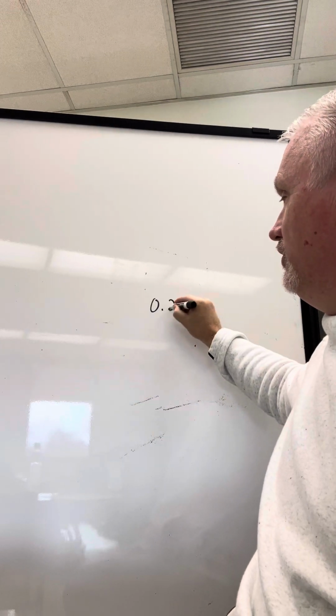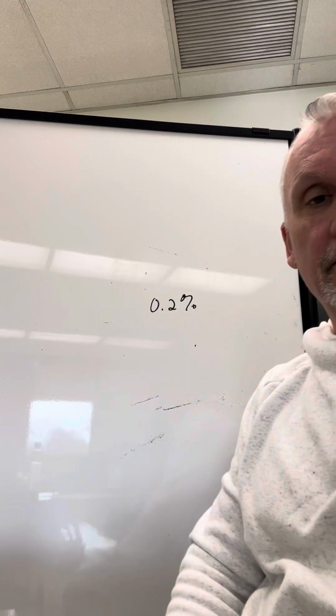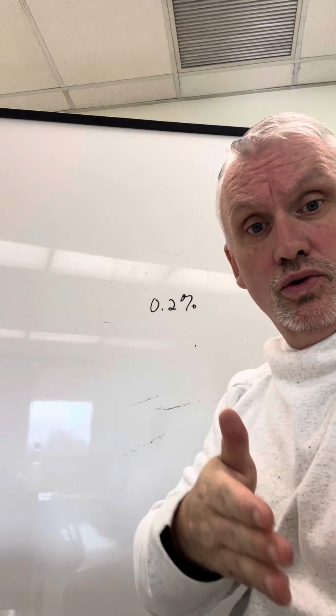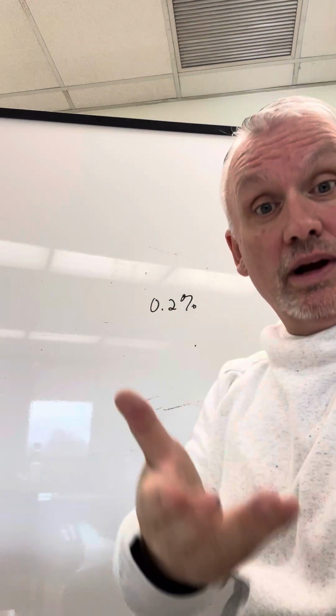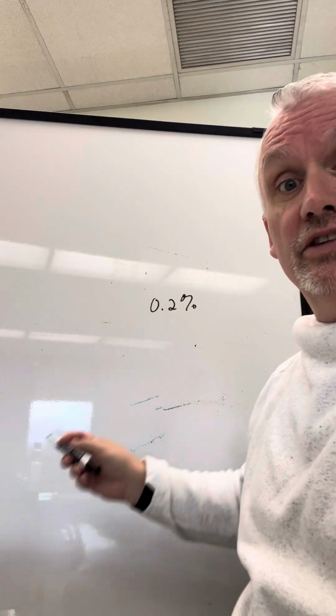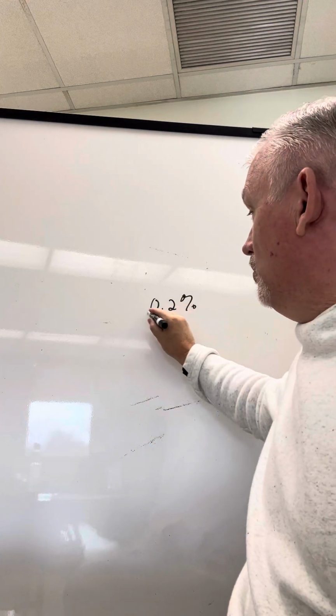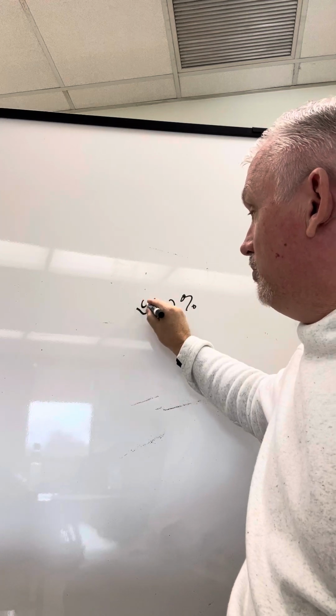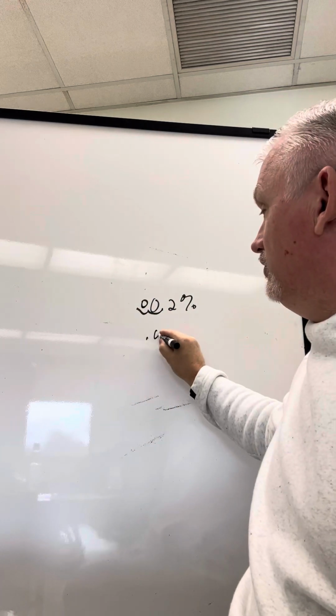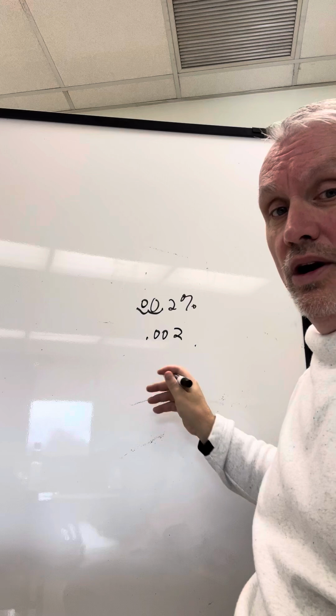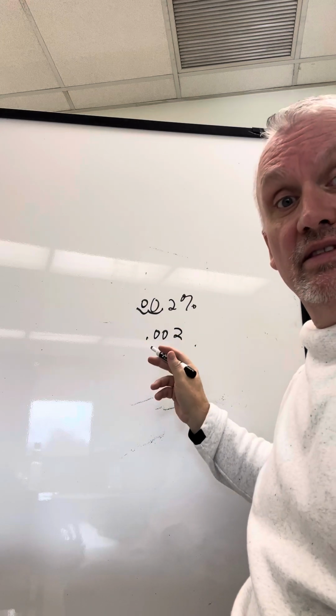So what if I gave you 0.2%? Rule. That's not a rule. It's a recommendation. How about that? Change it to a decimal. Well, move it 2 to the left, 1, 2. There's nothing there. Put a 0. So this is 0.002 or 2 thousandths.